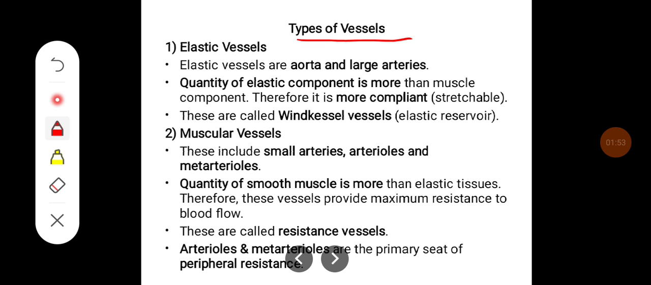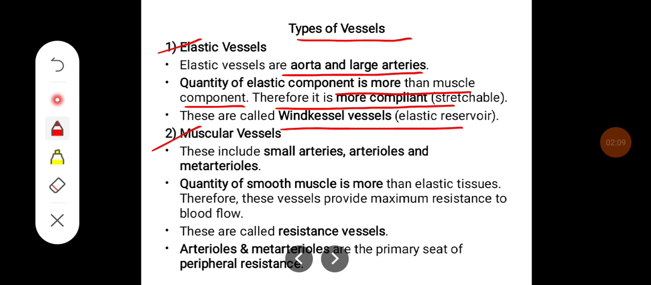Different types of vessels. They can be elastic vessels or muscular vessels. Elastic vessels are the aorta and large arteries. The quantity of elastic component is more than the muscle component. Therefore, they are more compliant. These are also called Windkessel vessels. That is, they act as elastic reservoirs.